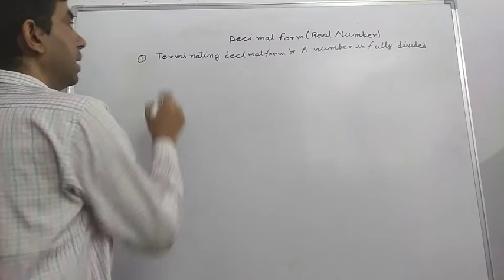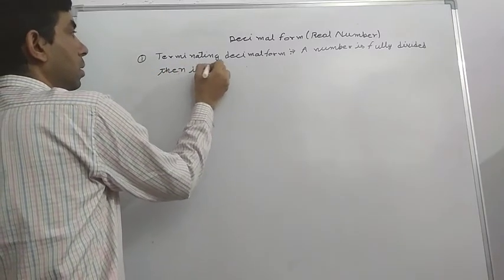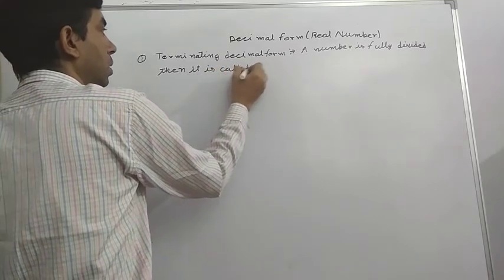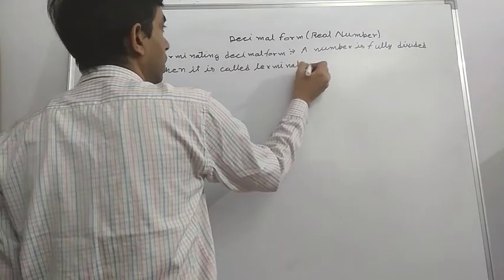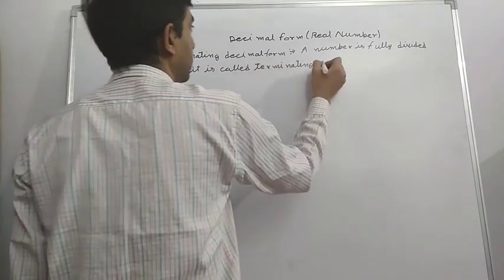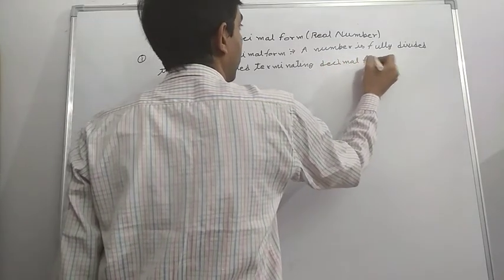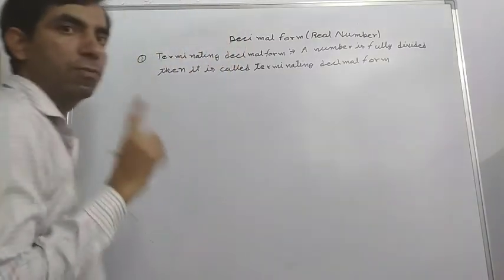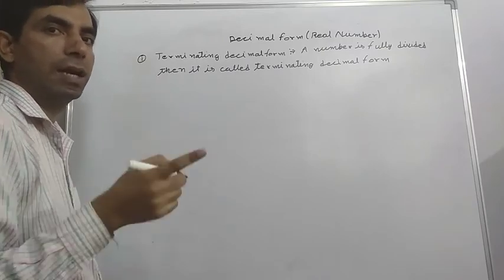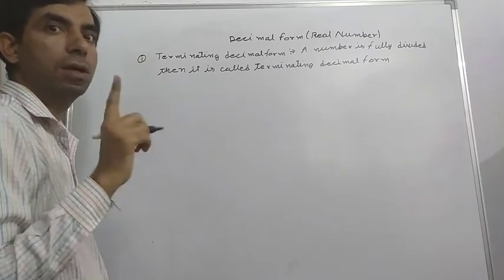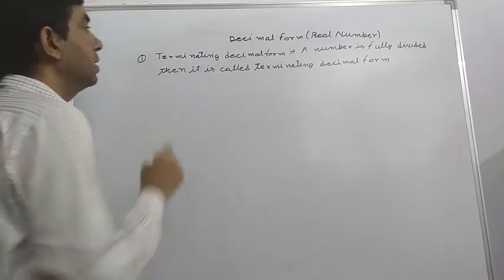If a number is fully divided, then it is called terminating decimal form. Here, numerator and denominator are both available, and the denominator is not zero. This means the number is a rational number.